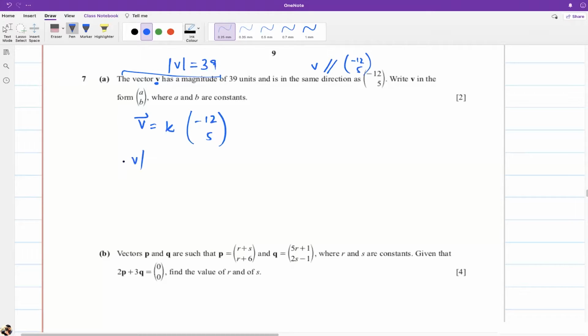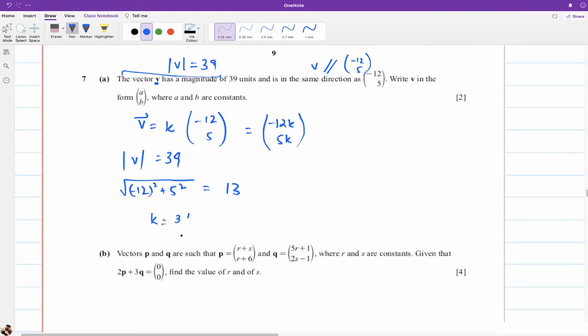And we also know that v's magnitude is 39. So we can simply make it minus 12k and 5k as the new vector v. It says find v in terms of a and b. So first we have to find the value of k. For that, let's see what the length of this vector is. The length is minus 12 squared plus 5 squared, and when we solve this, the final answer is 13. That means the length of this vector is 13. So what do we multiply 13 by to get 39? By 3. Okay, so that means k is 3.